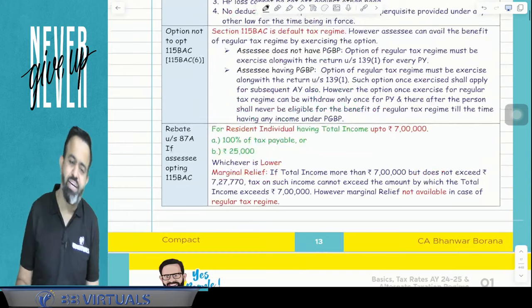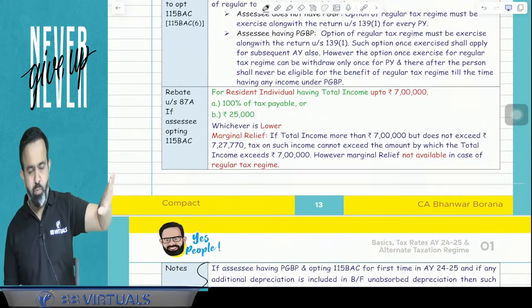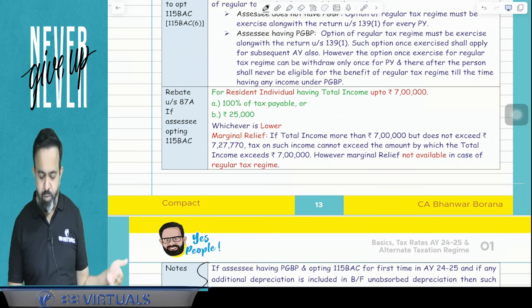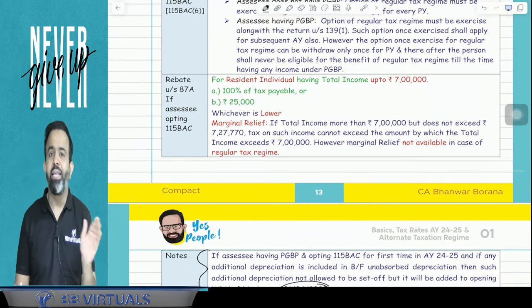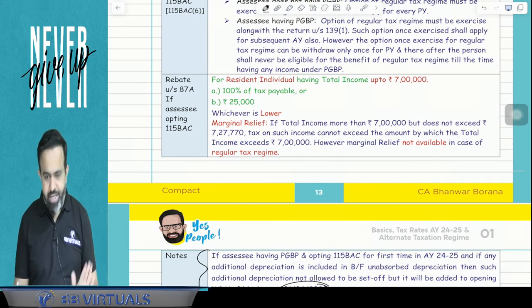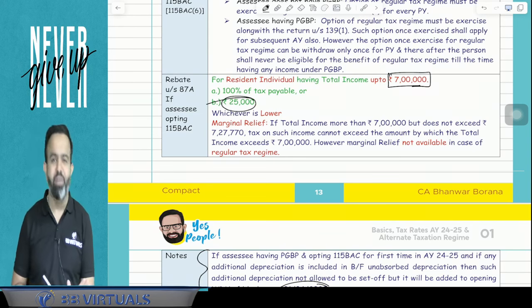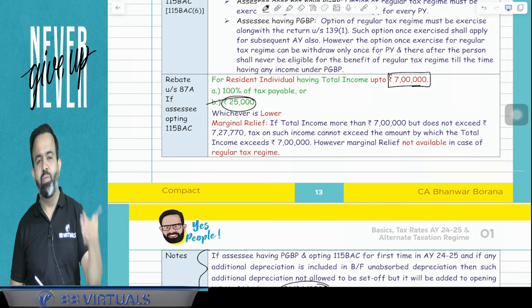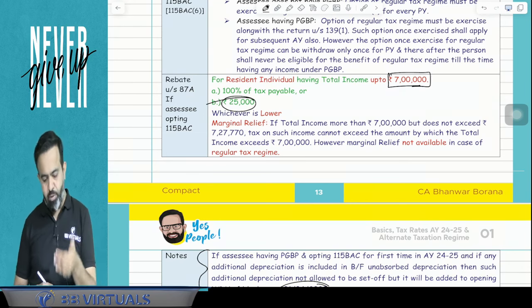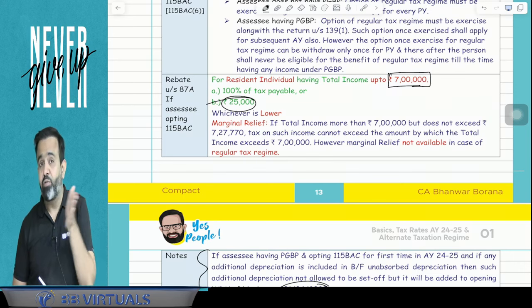Now, one more interesting point, guys. 87A rebate. When you are opting this provision, means default taxation regime 115 BAC, then guys, 87A rebate is changed. And how is 87A rebate changed? In 87A rebate, instead of the 5 lakh, the limit is now 7 lakh, and instead of the 12,500, now it is 25,000. So now this rebate is available to the resident individual having total income of 7 lakh. Then your rebate is 100% of the tax payable or 25,000, whichever is lower.